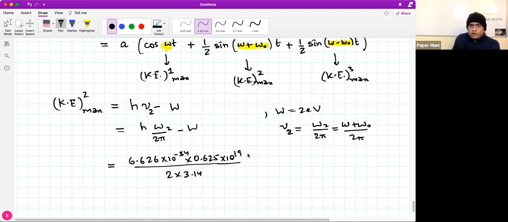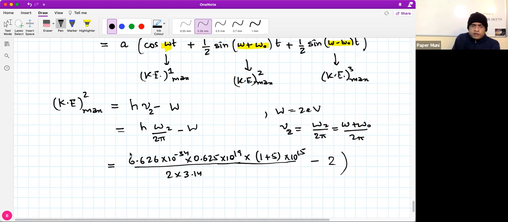Now, what is the omega here? Omega is omega plus omega naught. So omega is 1 × 10^15 and omega naught is 5 × 10^15. So if we write this down, this is 1 + 5 × 10^15. All right, this gives us the omega, minus this 2 eV. So everything is in eV, both the terms.